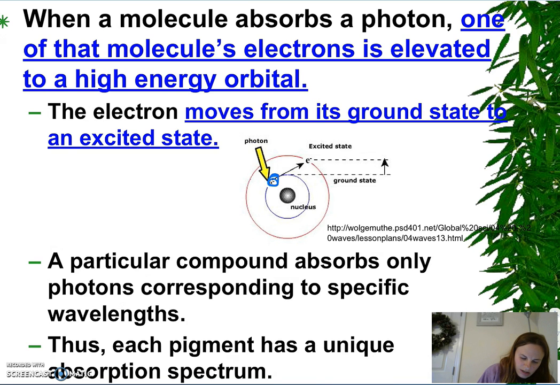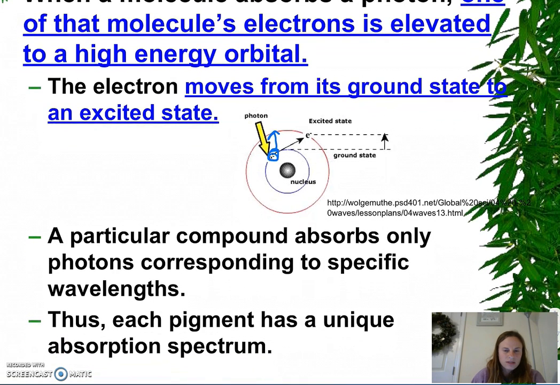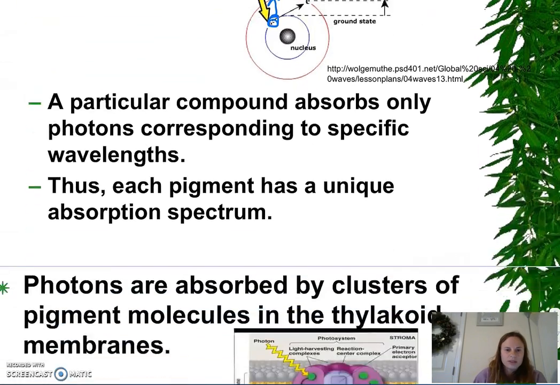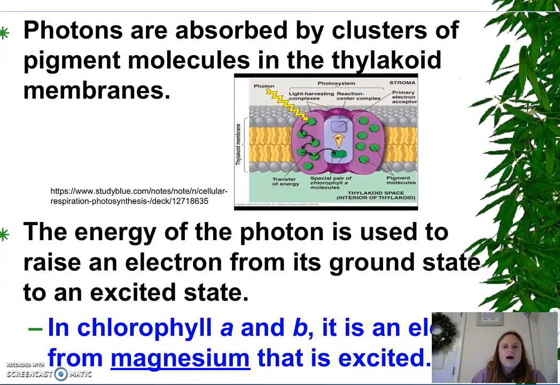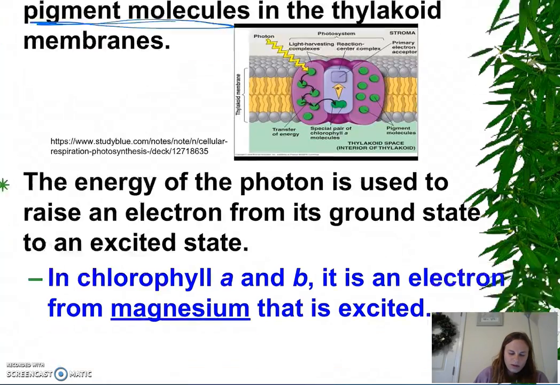So it moves from its ground state to an outer orbital known as its excited state, where particular compounds absorb only photons corresponding to specific wavelengths. So each pigment has a unique absorption spectrum. These photons are absorbed by clusters of pigment molecules. These clusters of pigment molecules are called photosystems, and they're located on the thylakoid membrane.